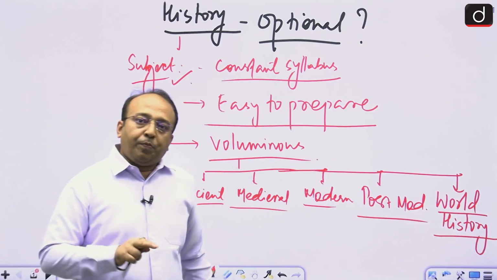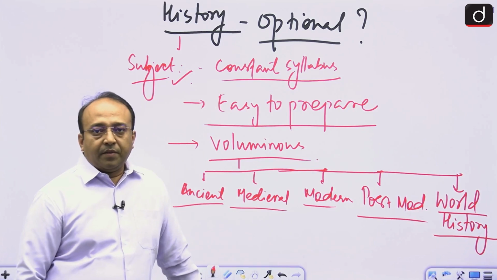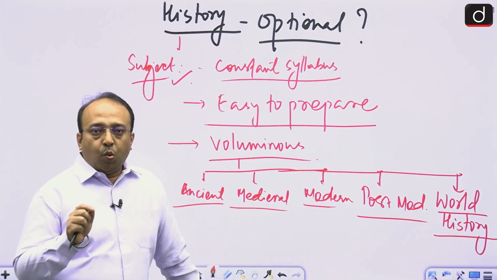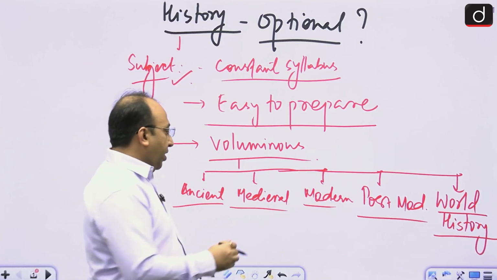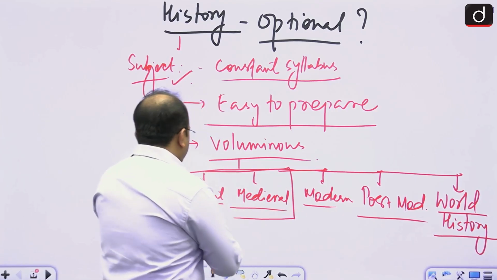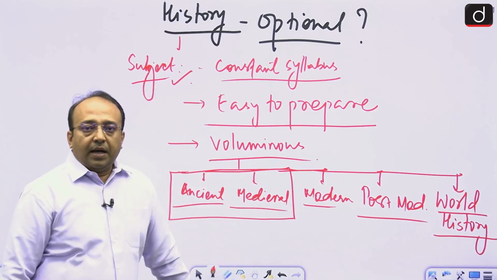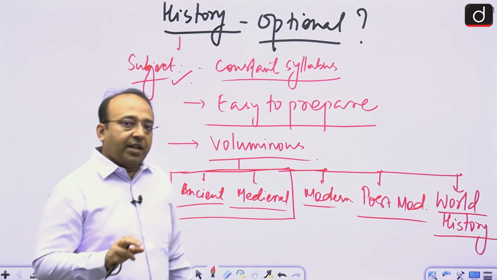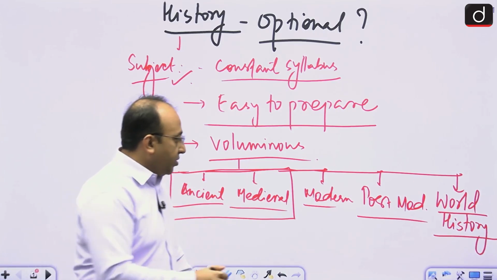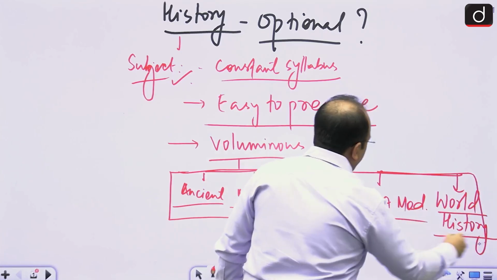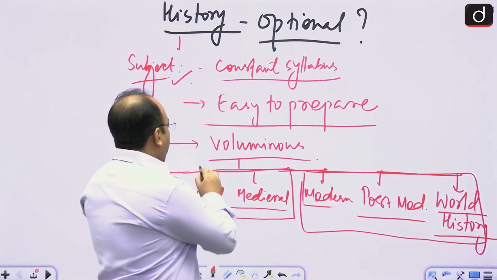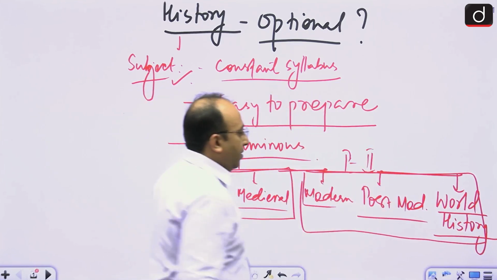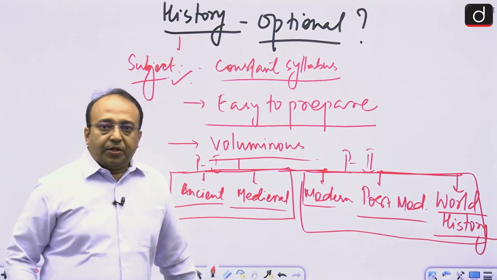Fine. And since there are two papers in the optional subject, in paper number 1, you have the content of the syllabus of both ancient and medieval India. In paper number 2, you have the contents of the syllabus of modern, post-modern and the world history. So, paper 1 will have the syllabus of ancient and medieval, and paper 2 will have the syllabus of modern, post-modern and the world history.